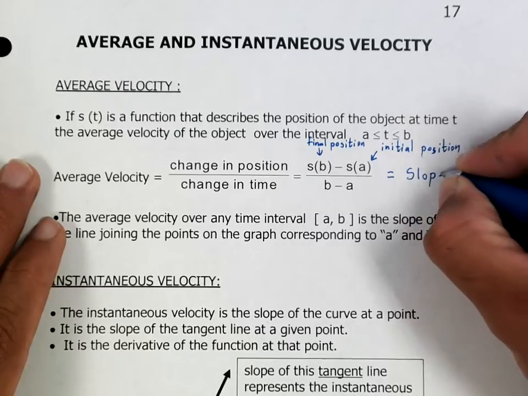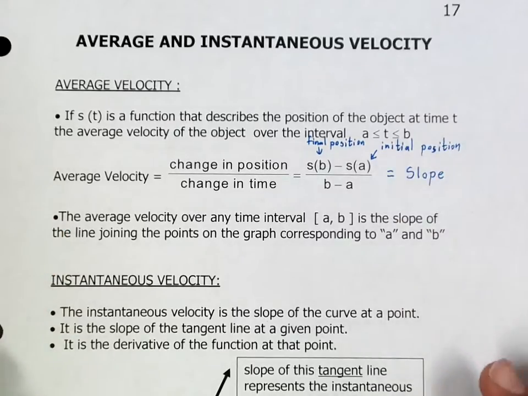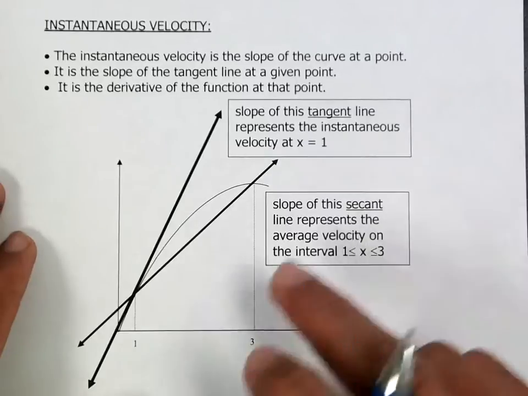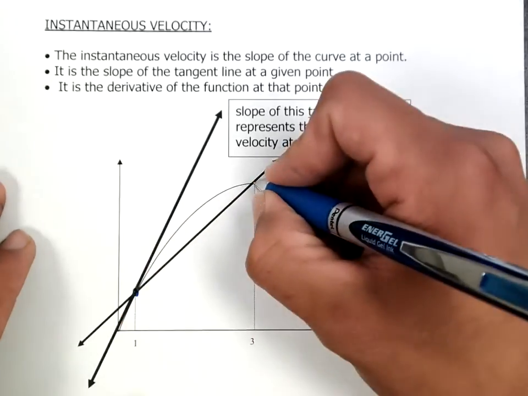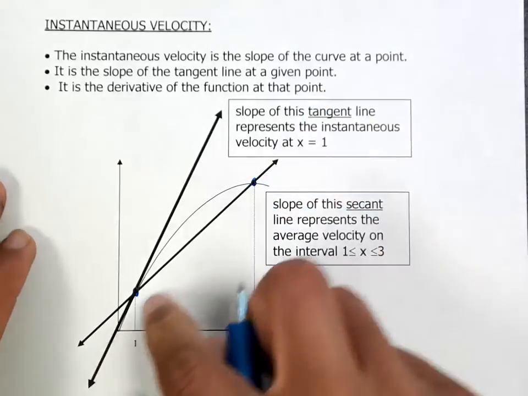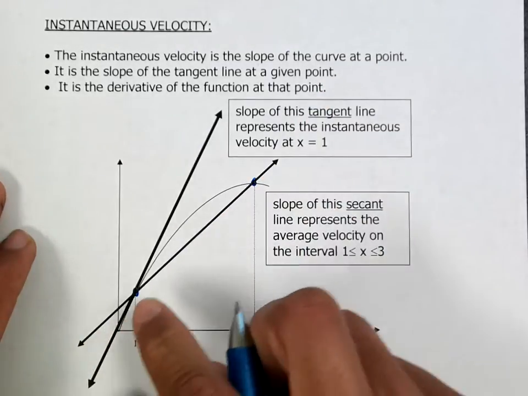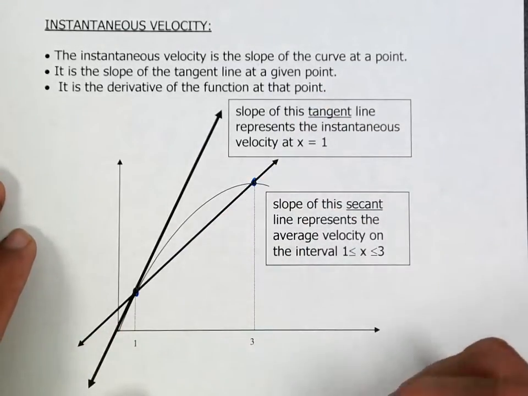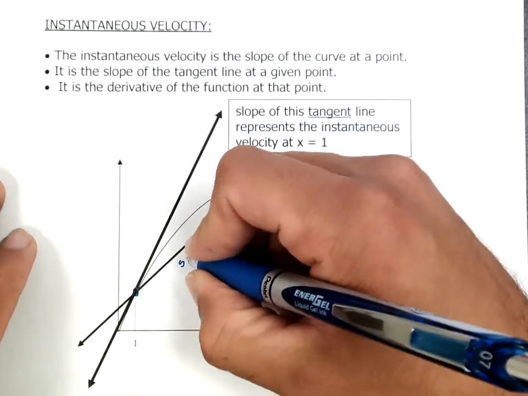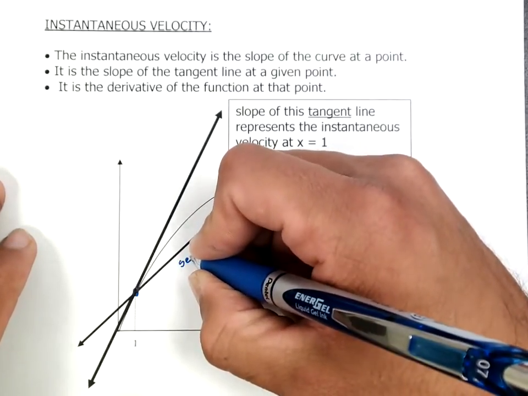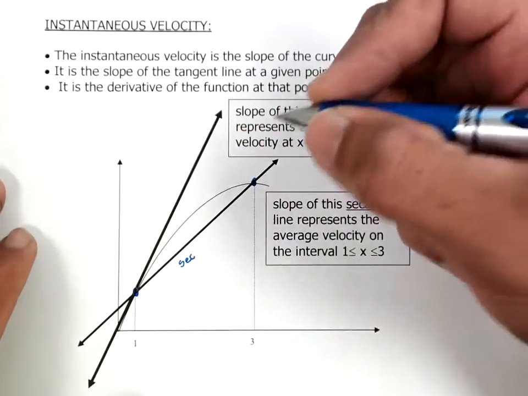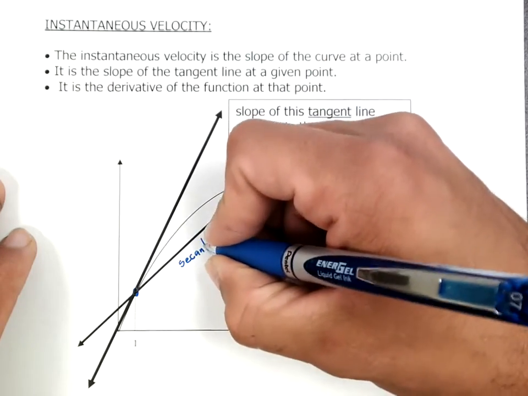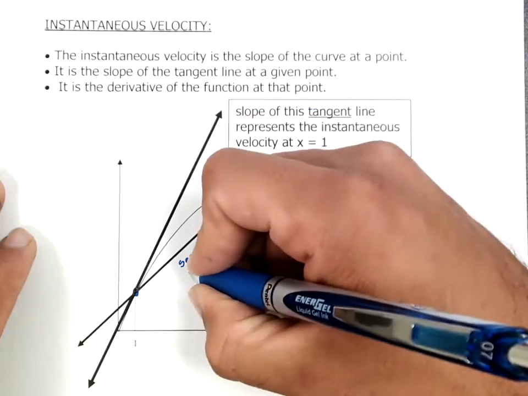This is actually a slope between 2 points, and this is depicted on this graph, on this line right here. So we can say that this would be, for example, A, this would be B. This secant line, the secant line that touches 2 points, would be depicting the average velocity.